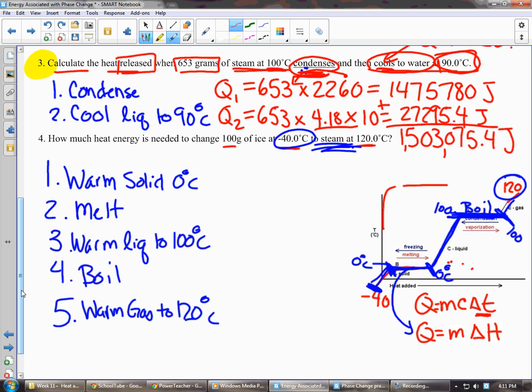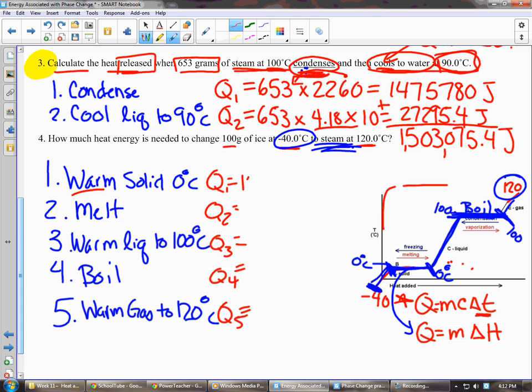But let's quantify everything we're doing here. All right, so we need Q1. I'm going to run out of room here. Q2, Q3, Q4, and Q5. All right. So the first one, warming. That means I'm going to do Q is equal to mc delta T here.